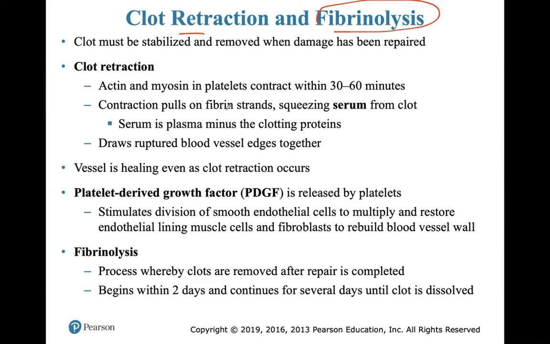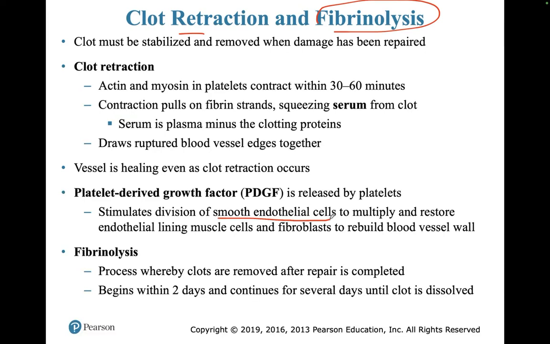Clot retraction simply means that the serum from the clot is squeezed out. It draws the ruptured blood vessel edges together. And at this time, the vessel is already healing, right? So platelet-derived growth factor, or PDGF, is released by the platelets and stimulates the division of endothelial cells. Can anyone remind me why I'm talking about endothelial cells here?